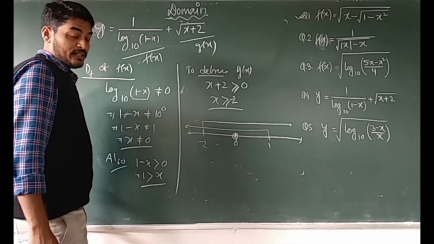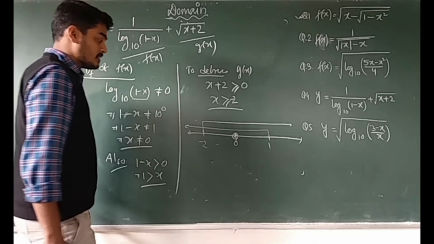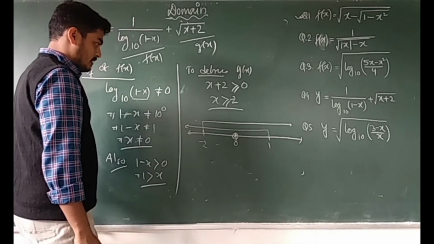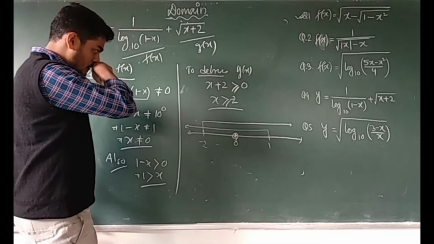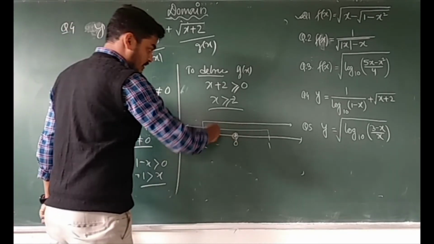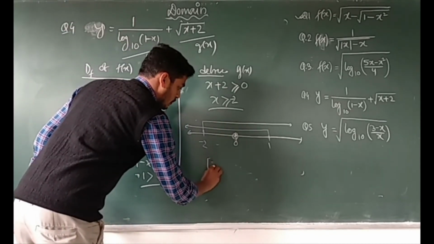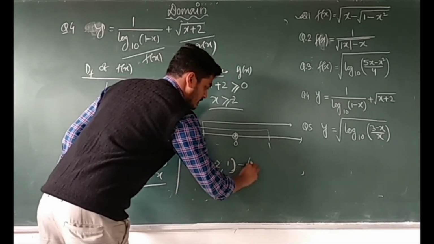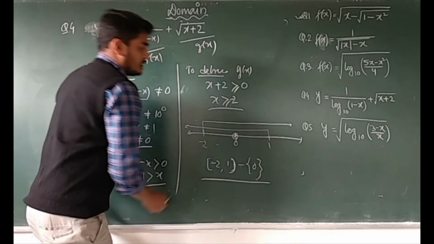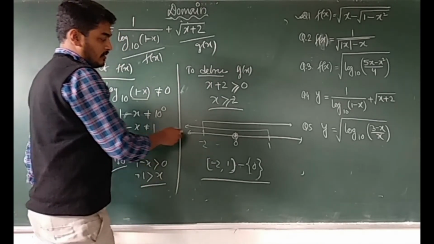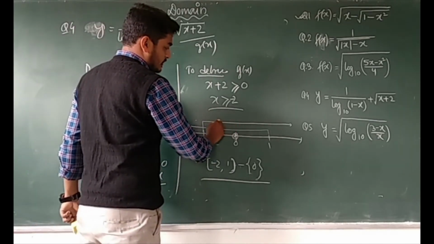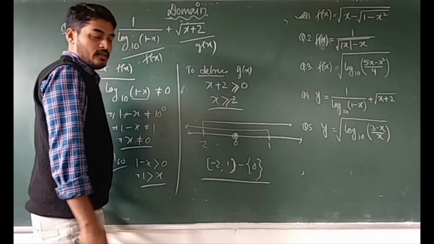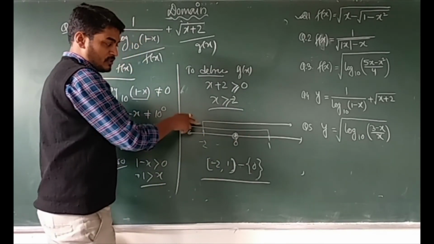Then how can we write down the answer? The answer will be less than 1 and greater than 0. Then the intersection portion is this one. That means closed at minus 2, comma, 1 open interval, minus 0. If you observe carefully, for the function g of x, this is the domain. And for this one is the domain, but 0 is not there.